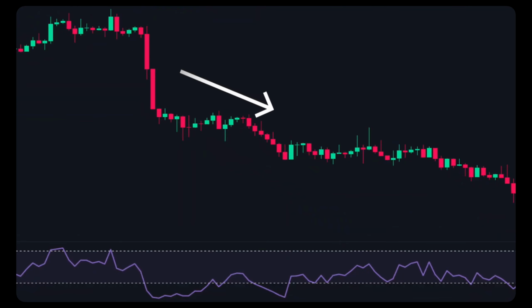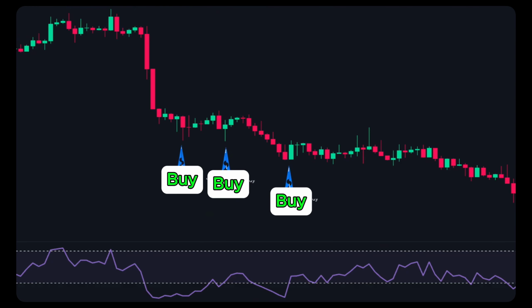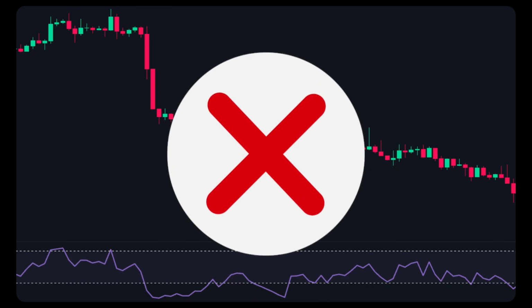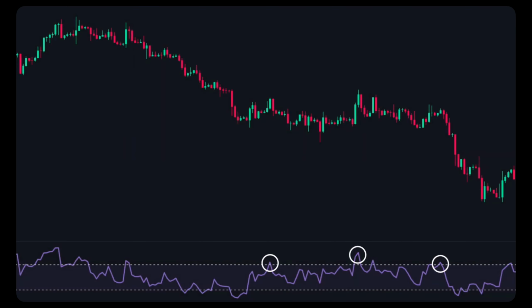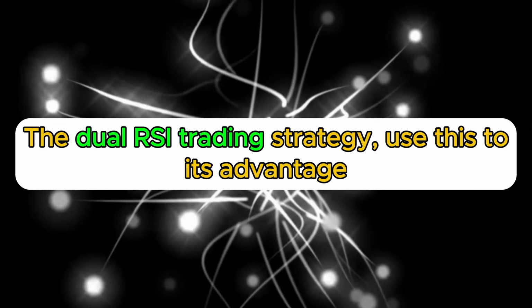The same principle applies to a downtrend. In a downtrend, the price tends to stay oversold for long durations without any pullbacks. Buy trades here will lead to losses. However, the price tends to respect the overbought levels to a great extent. Whenever the price moves near the overbought level, we almost always see a reversal. The dual RSI trading strategy uses this to its advantage.